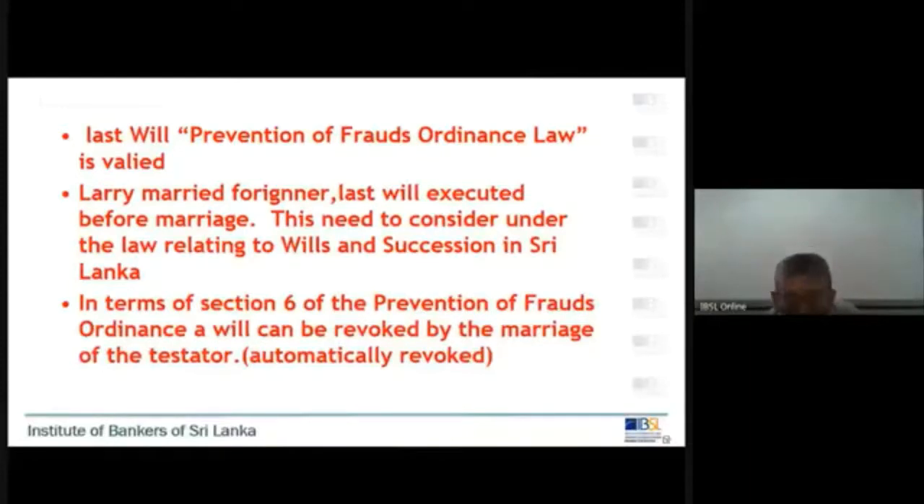So in terms of that, the important thing is that the last will can be revoked automatically by the marriage of the testator. That means once Larry married again, the last will was automatically revoked. So therefore, in this case, the sons are not entitled to whatever is mentioned in the last will by Larry, because he had married again. So while he was married before, he had written it for the four children. Now, once he had written it and then married again, according to the provision of the Prevention of Frauds Ordinance, the will is revoked by the marriage of the testator.